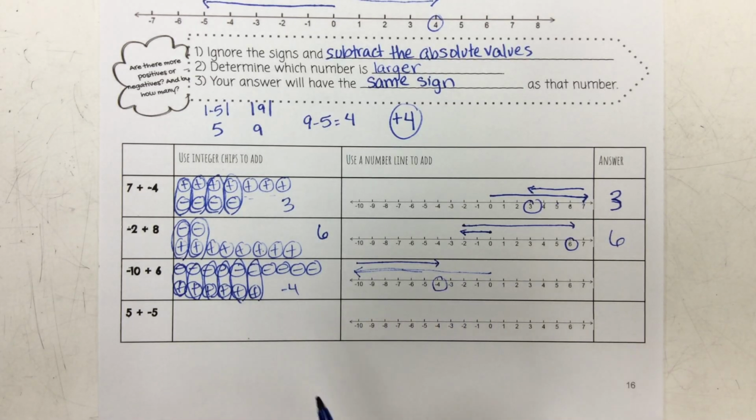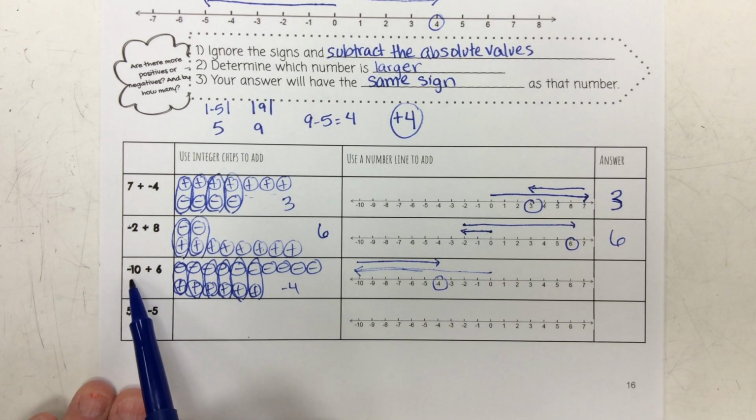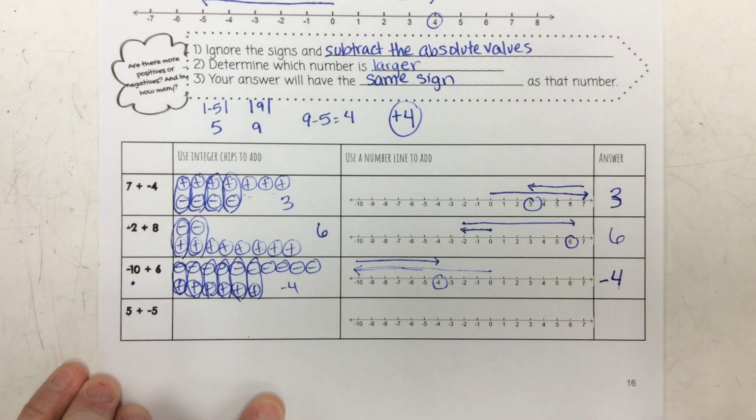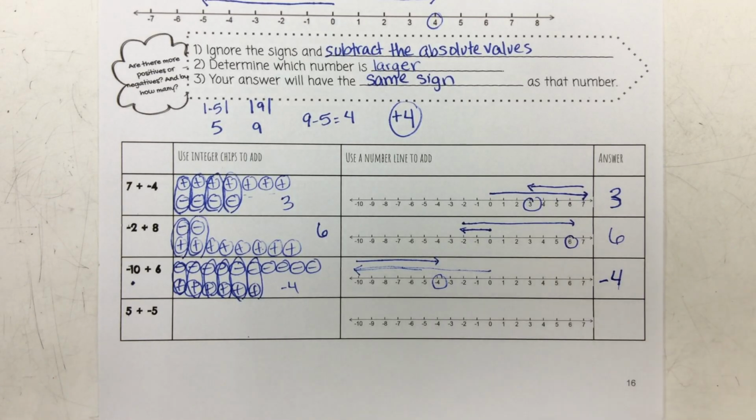So if I looked at my rules, what I'm going to do is say ignore the signs. 10 minus 6 is 4. The 10 is bigger, and it's negative. So my answer will be negative 4. Okay, so we're going to practice these some more in class this week, okay?